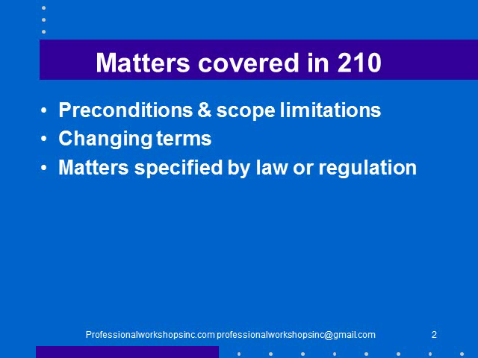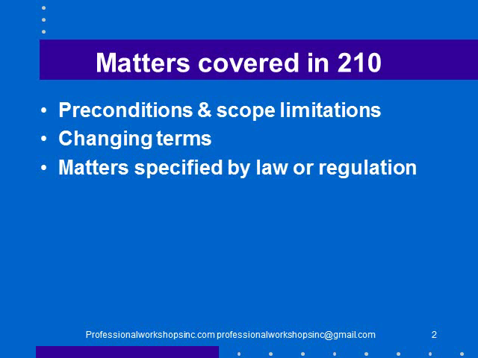Now, there's some matters we need to consider before we perhaps even decide to accept the engagement. Preconditions and scope limitations. For instance, we would want to check that it's possible to do an audit and that the preconditions for an audit are present. Also, we'd want to consider whether the client was planning on imposing any scope limitations that would make it impossible for us to do the audit, in which case we'd wish to decline the audit.